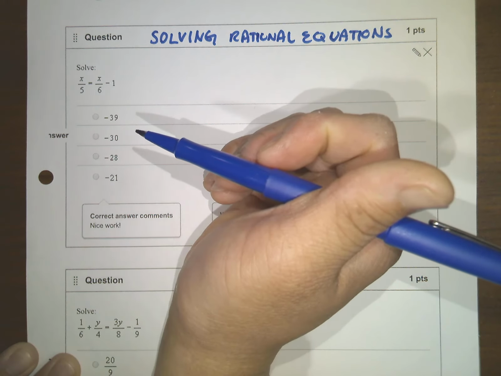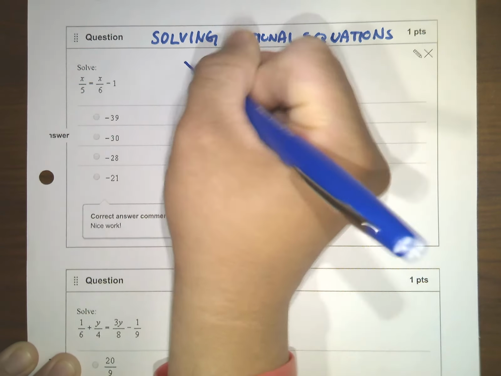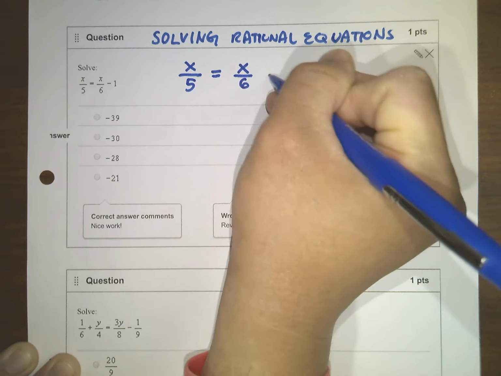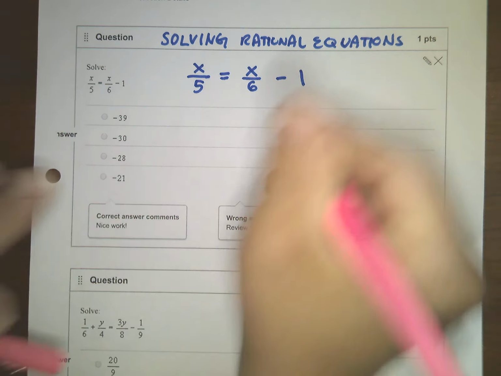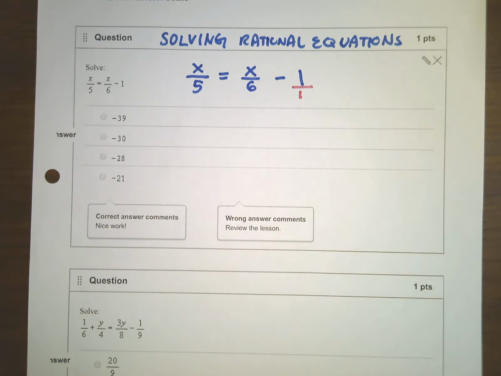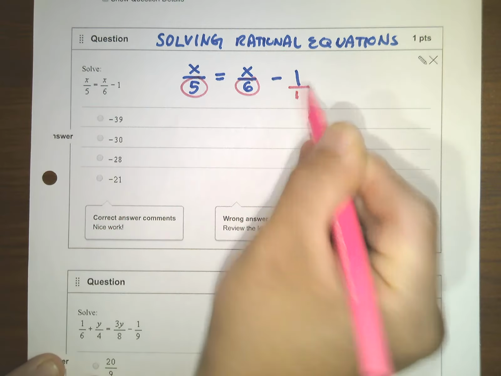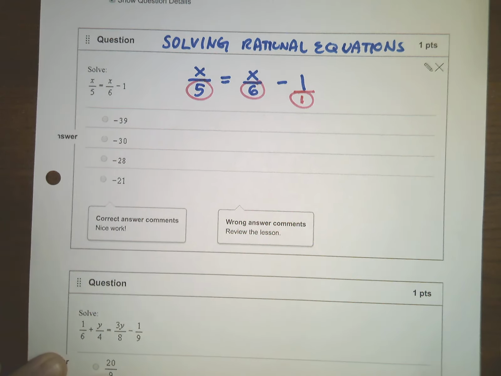So there are a lot of ways that you could solve this equation, but let me go ahead and rewrite this equation over here. So x over 5 equals x over 6 minus 1. And the first thing that I will do is just write this as 1 over 1, because that is another way to write 1. And then I will look at all of the denominators, the 5, the 6, and the 1, and find what would be the least common denominator.